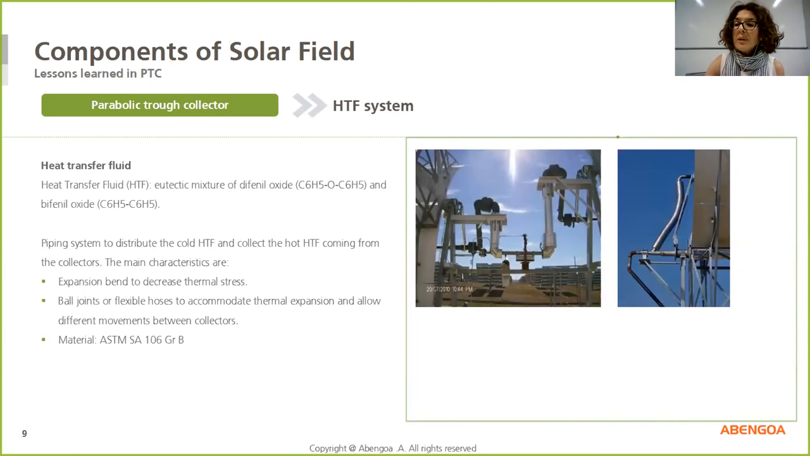And to conclude the solar field components, we must talk about the heat transfer fluid. The oil to be used as heat transfer fluid is an eutectic mixture of diphenyl oxide and biphenyl. And for satisfactory operation of the plant, the thermal oil must be operated above its melting point, about 13 degrees C. And we must take into account the degradation temperature, which is near 400 degrees.